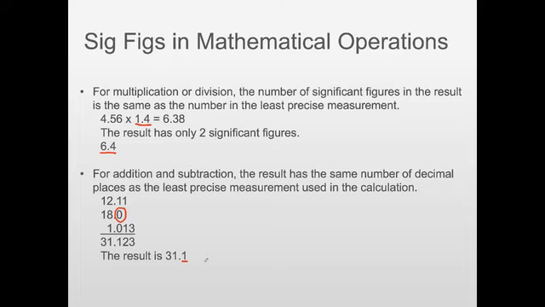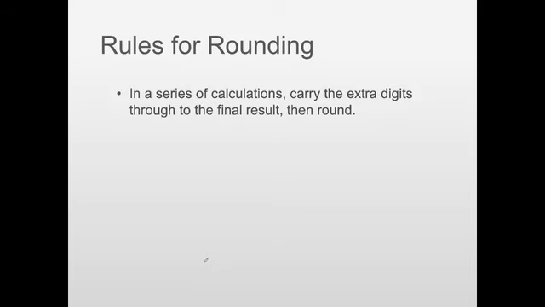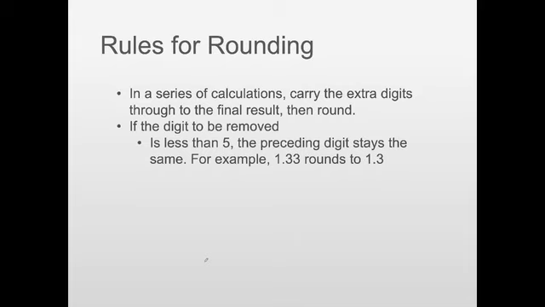Now when we have to reduce the number of significant figures, that's going to cause us to have to employ rounding. Now, in a series of calculations, carry all the extra digits through to the final result, and then you're going to count up the sig figs and then round. All right. If the digit that is going to be removed is less than a 5, then the preceding digit stays the same. So here, 1.33, we already know that this last digit is not significant. We need to remove it. Since the 3 is less than 5, then the preceding digit stays the same. It's going to be 1.3.